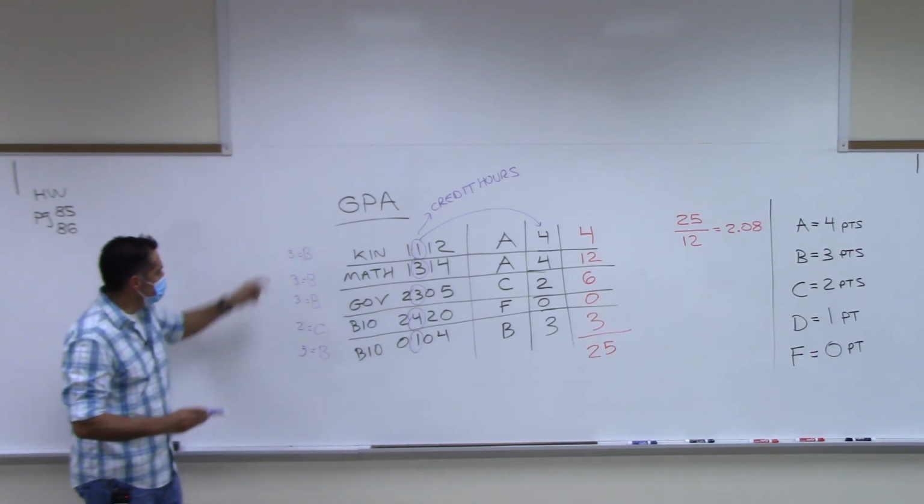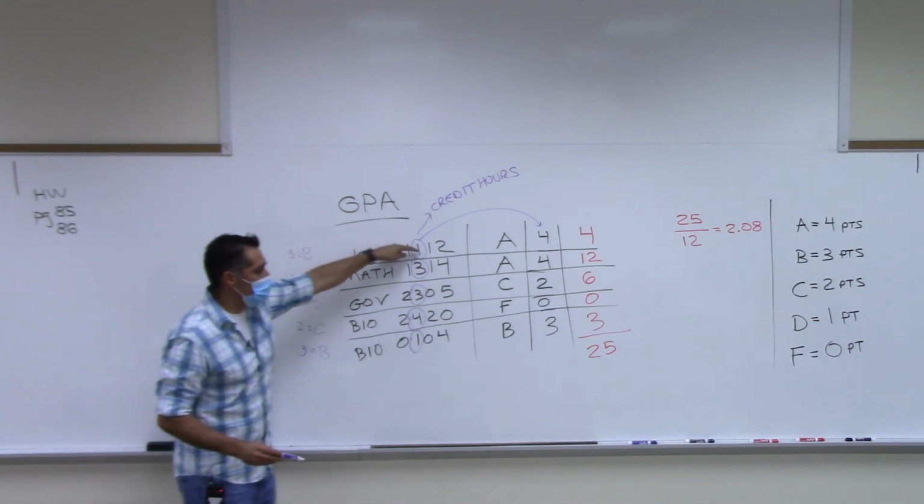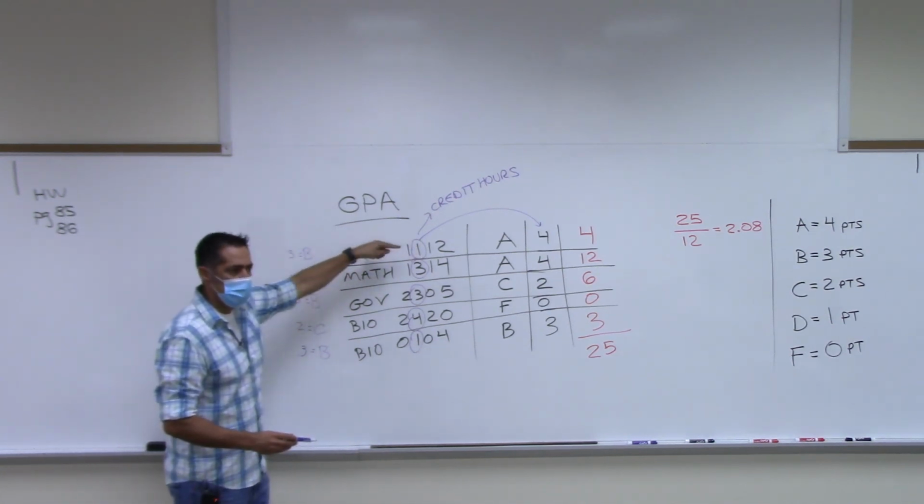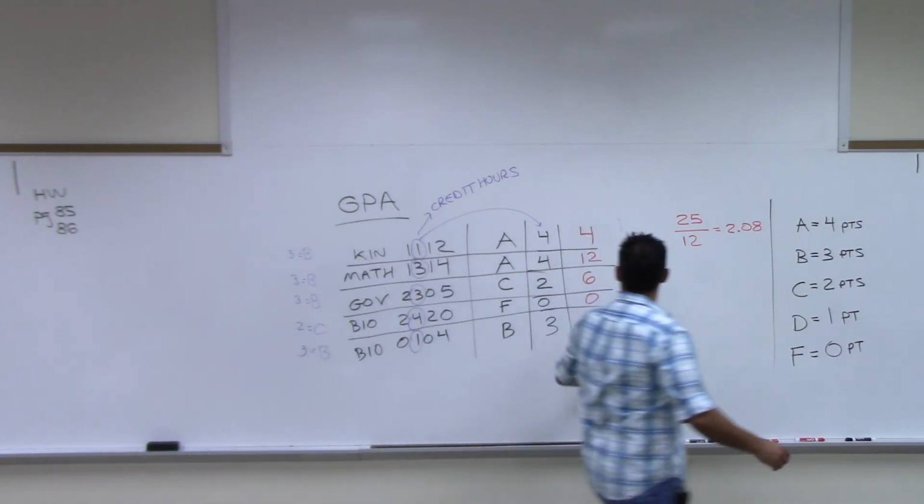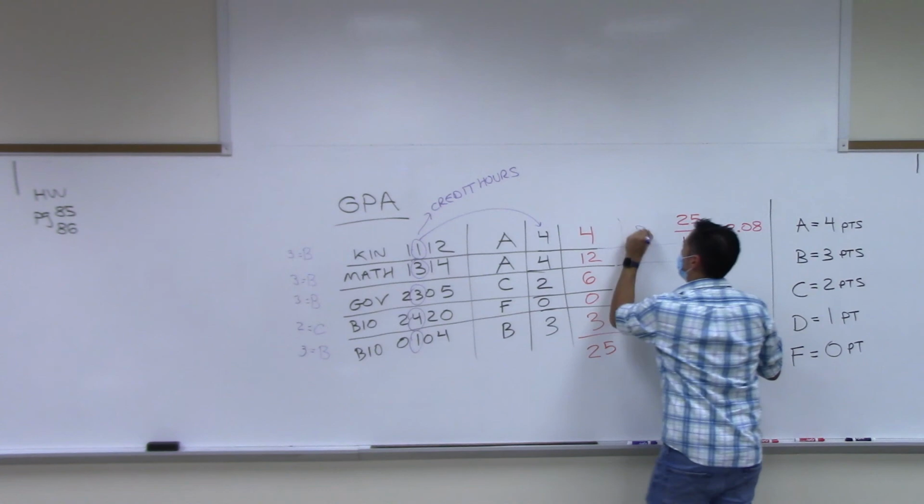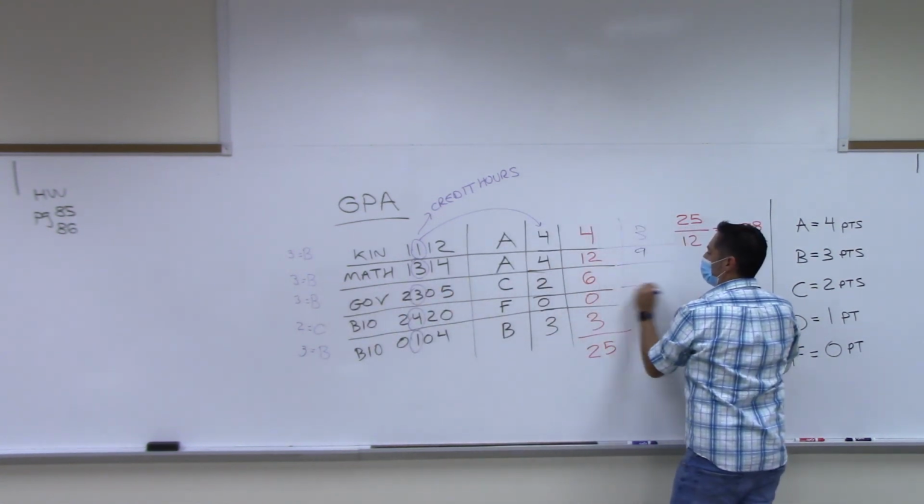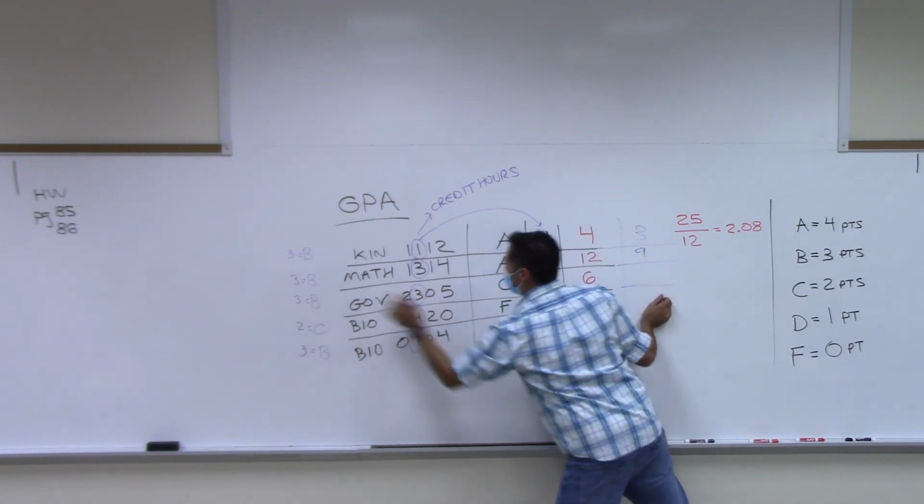Now what am I going to do with these numbers? Multiply them by the credit hour. So I'm going to make a different column over here. When I do the 1 times the 3, I get 3. I get 3 times 3, I get 9. I get 3 times 3, I get 9.